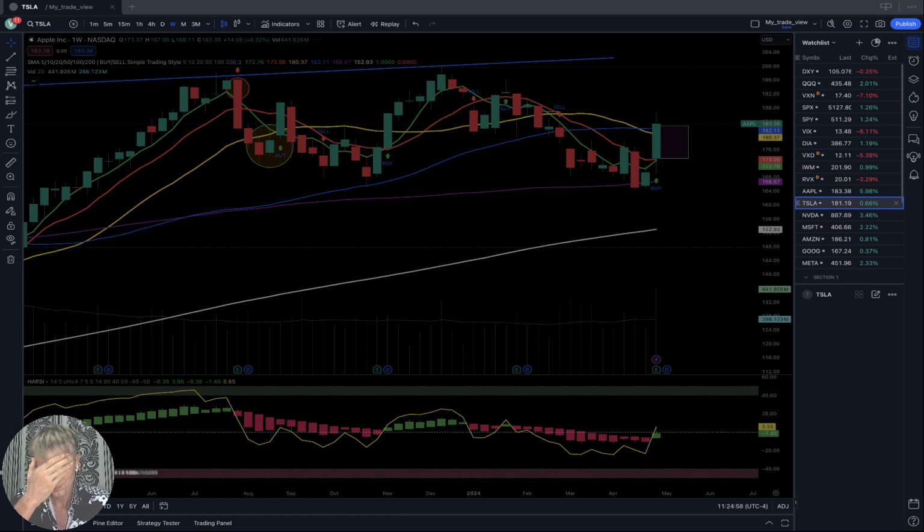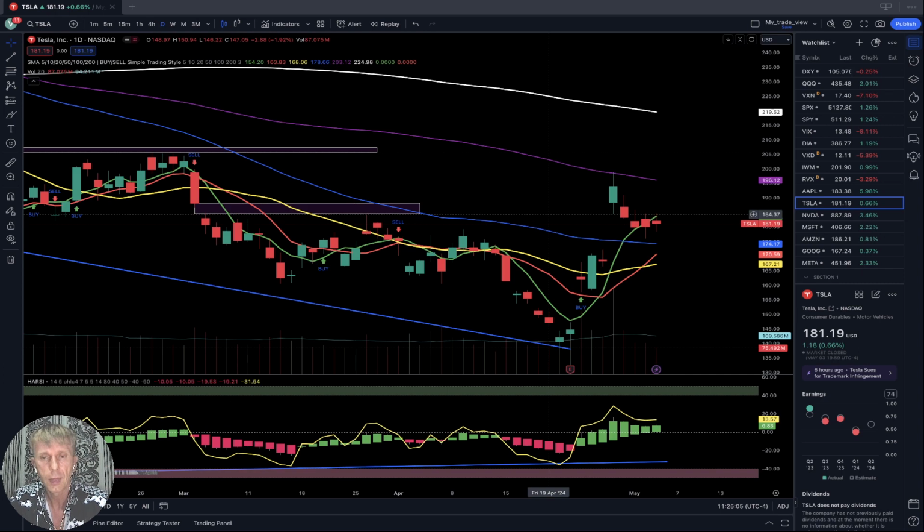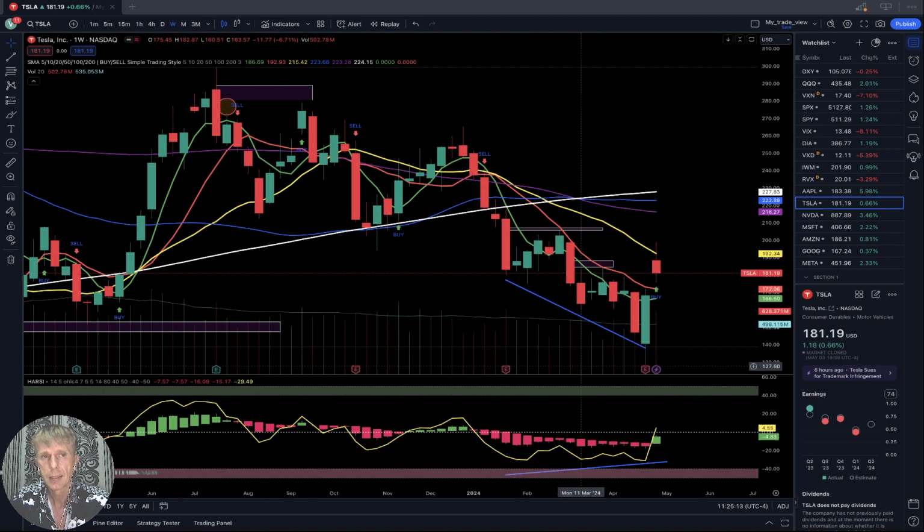Tesla. Let's start daily. Daily, it did nice gap up and it did reversal. On weekly time frame, it is still bearish. Last bar still below SMA 20, still in a bearish territory. It did move above SMA 5 and 10, but still below 20.